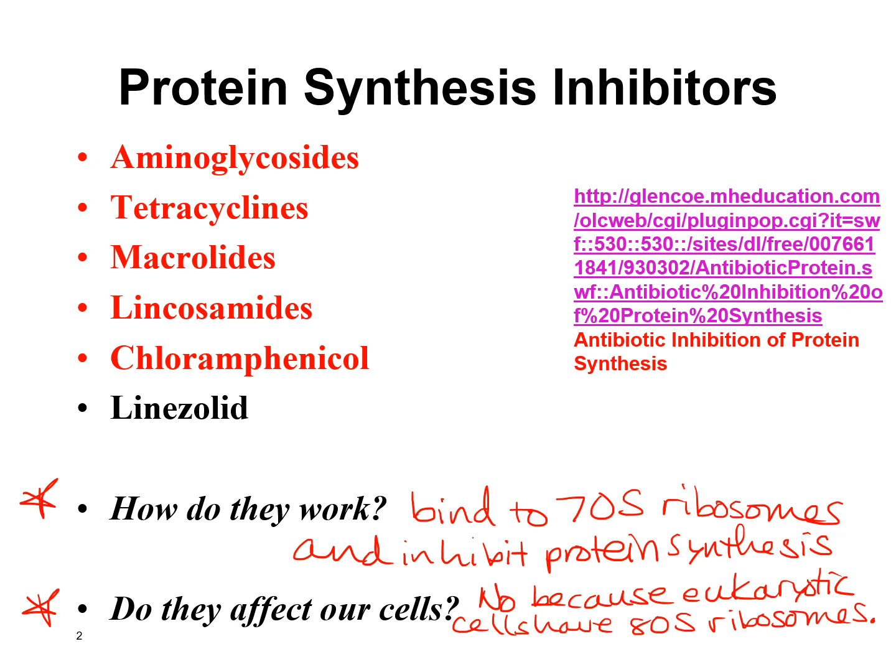The only way that they could cause problems with our cells is that they could bind to the 70S ribosomes that are in our mitochondria. So that could potentially cause some side effects. But in general, these antibiotics don't affect our cells because they don't bind to the 80S ribosomes that we have.